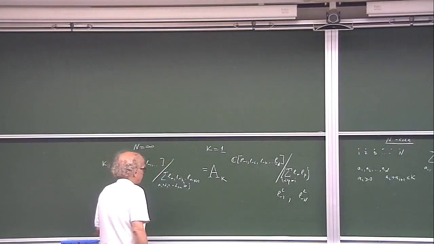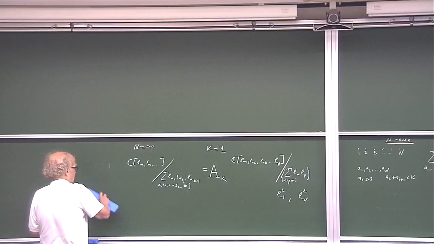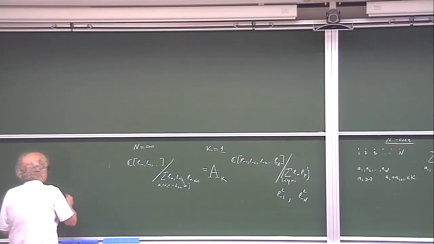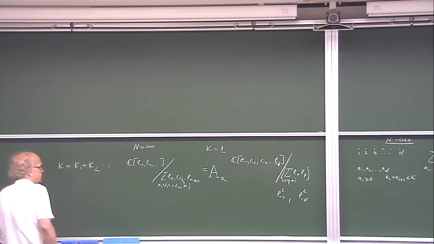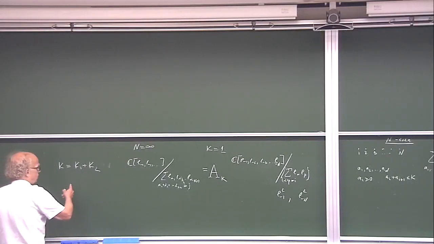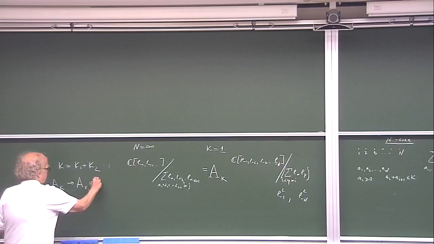Because it appears from geometry, from representations of SL2 hat, we can find the following. Let k be equal to k1 plus k2. Then it is possible to write down, first of all, just a map Ak goes to Ak1 times Ak2.